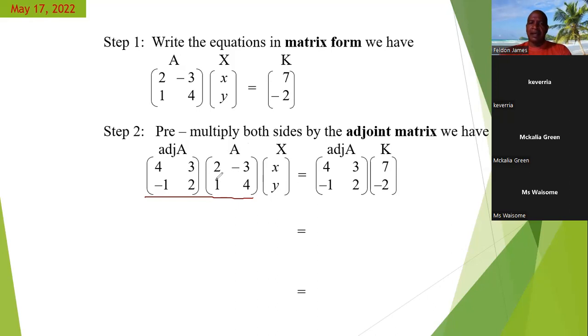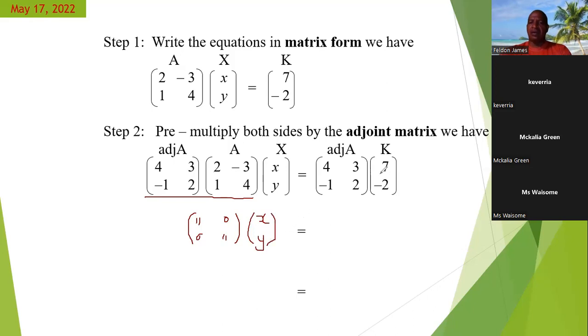So you multiply this by A by adj A, you should get a diagonal matrix. All right, if we do that, we would say 4 times 2 gives you 8, and 3 times 1 gives you 3. 8 plus 3 gives you 11. So the diagonal matrix would be 11 here, 11 here, 0, 0. Then now you would have X matrix, X and Y here. That's what you would have.